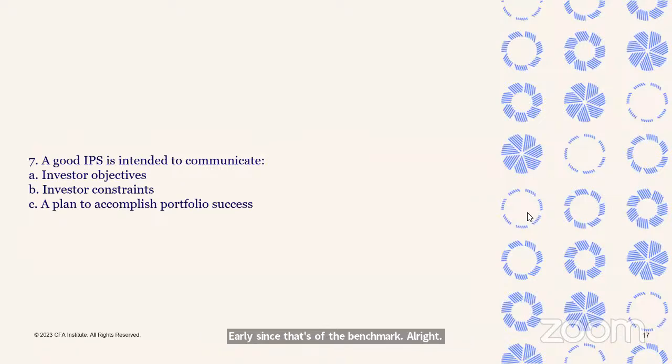So what is the job of a good IPS? A good IPS would communicate both the objectives and the constraints of the investor. The whole idea of the IPS is for you to have a plan to be able to accomplish portfolio success. So the answer is C and not A. A and B are included in the IPS so as to have a successful portfolio. So the IPS is actually intended to communicate your plan to accomplish portfolio success.